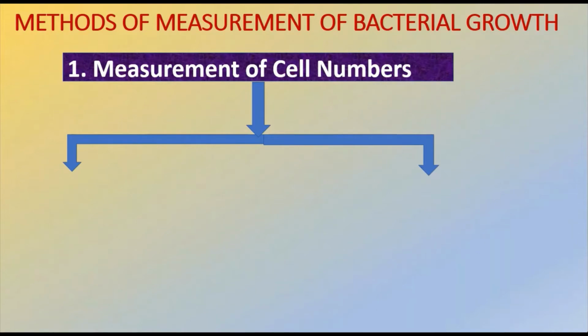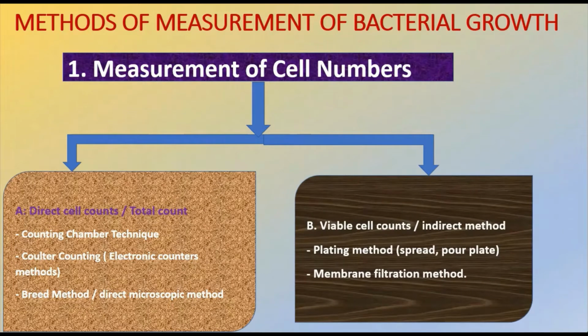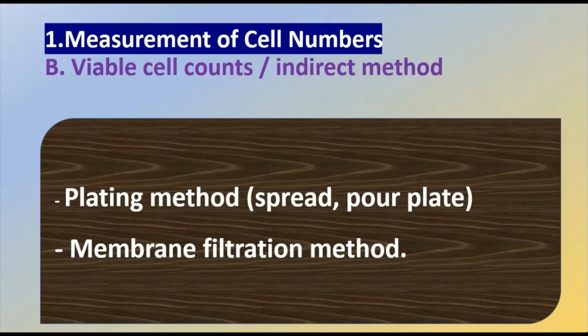So coming to the first type, measurement of the cell numbers, we have two methods here. One is the direct cell count or total count that we discussed in part 1. And the second type is the viable count or indirect method that we are going to discuss in this part.